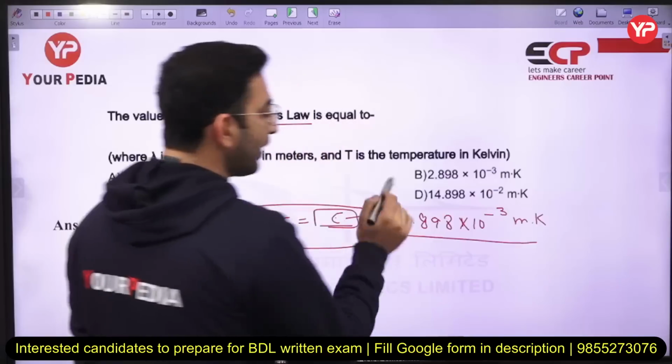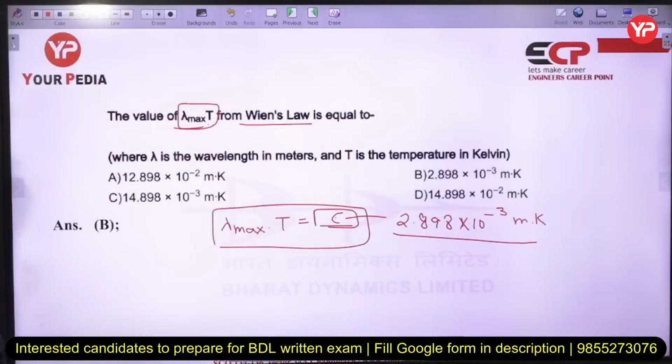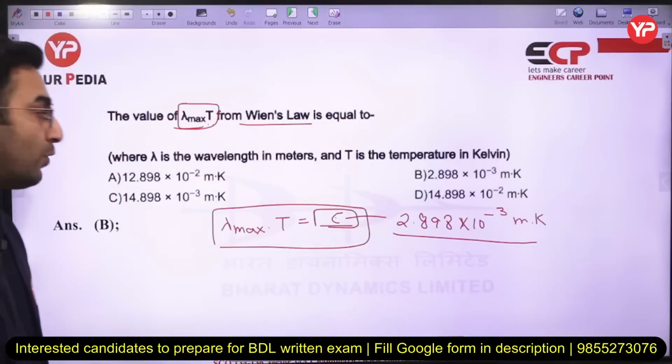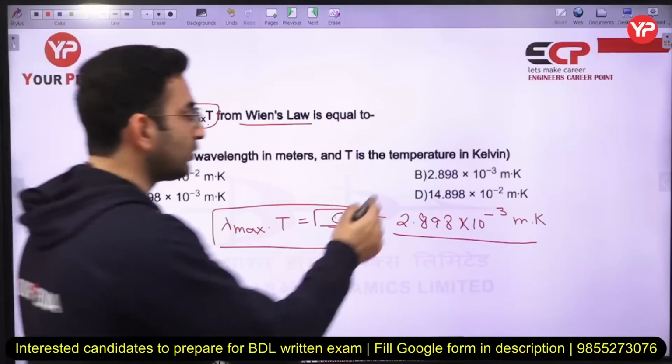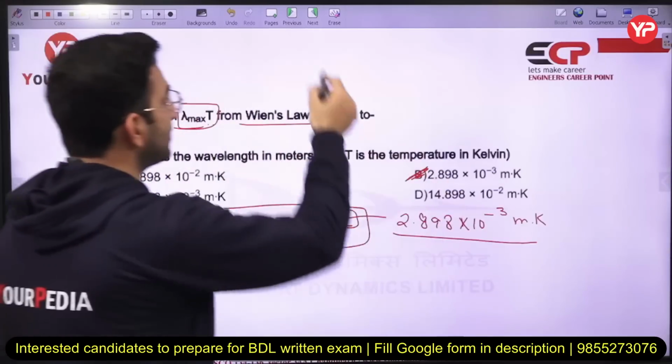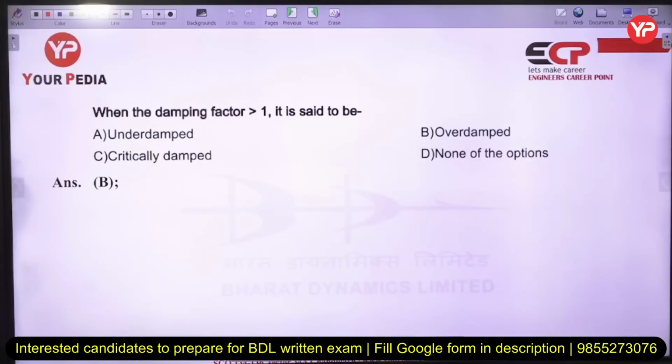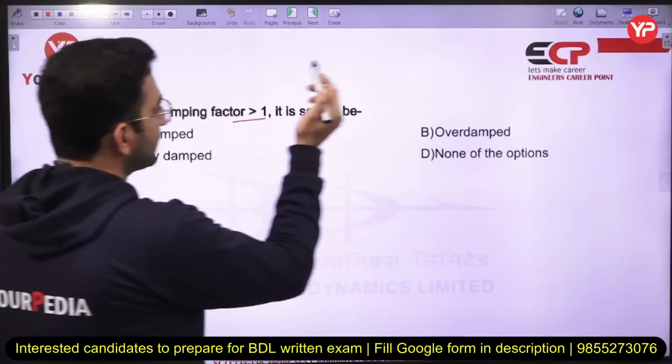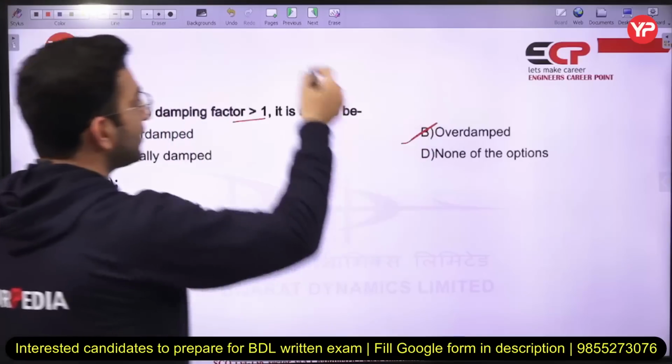Okay, this is the standard value of the constant here, and this law is used to measure the temperature of those bodies which are at a very, very high temperature. So option number B is going to be the correct answer here in this case. Next part, when the damping factor is more than 1, that is a direct question. It is an overdamped system here.